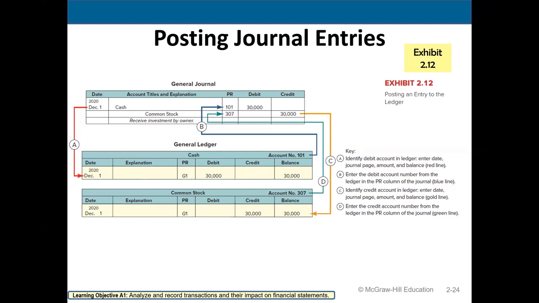So in this example where the PR is, it's showing G1. It's just showing you that was the number that was associated with that journal entry, journal number 1. And it's showing it on both of the accounts. And so it does that in the software as well.